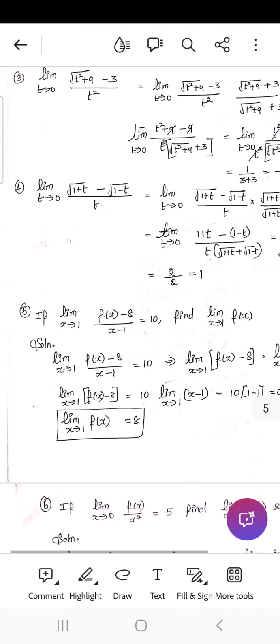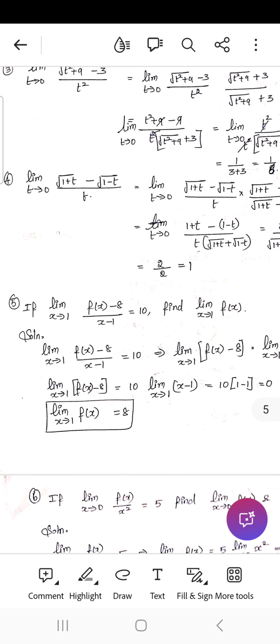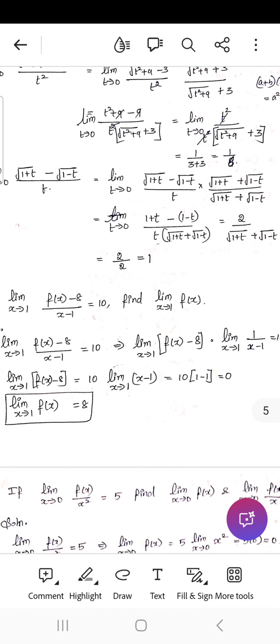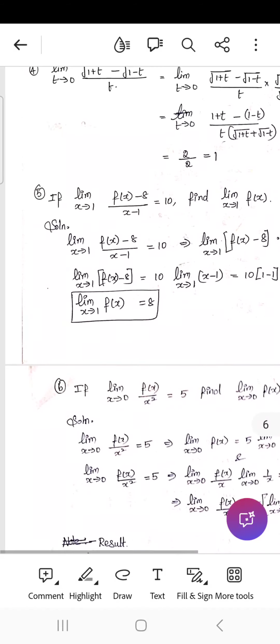Next one, limit t tends to 0, root of 1 plus t minus root of 1 minus t divided by t. Substituting t equal to 0, we will get the value 0 by 0, that is the indeterminate form. So conjugate of root of 1 plus t minus root of 1 minus t, that is root of 1 plus t plus root of 1 minus t, multiply and divide. So we will get the value 2 by root of 1 plus t plus root of 1 minus t. After that, substituting t equal to 0, that is 2 by 2 equal to 1.